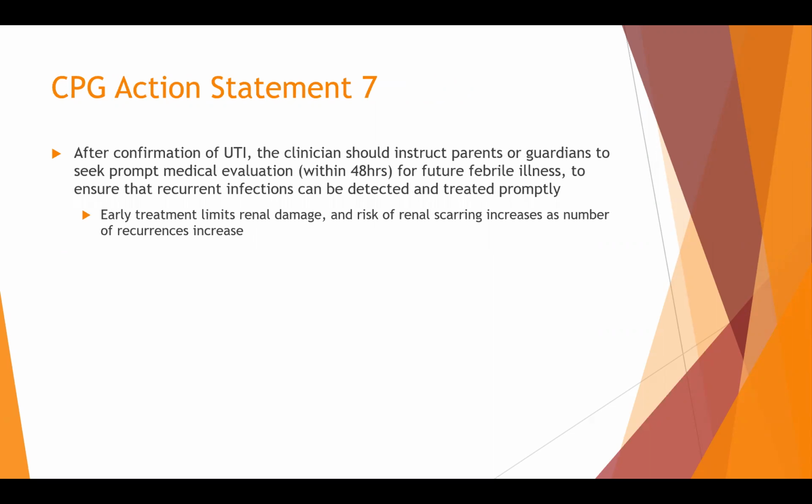All right, so action statement number 7. This is more about after you've diagnosed UTI, talking to parents or guardians about seeking medical evaluation for future febrile illnesses, to ensure that recurrent infections can be detected quickly, therefore limiting renal damage, renal scarring, propensity for hypertension, that sort of thing.